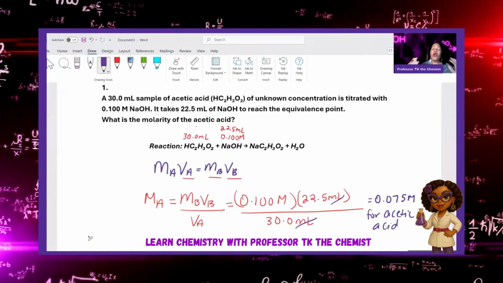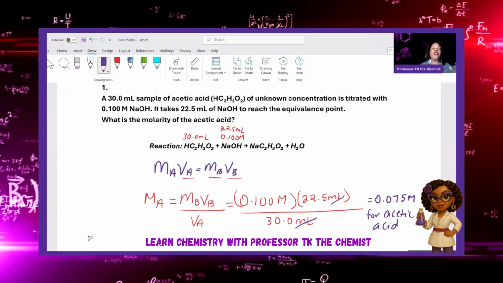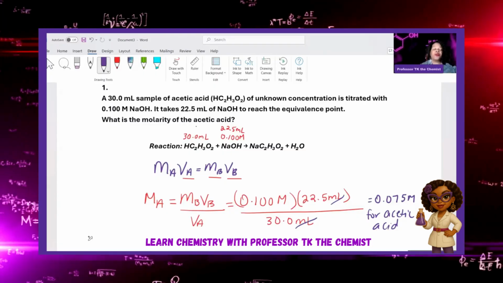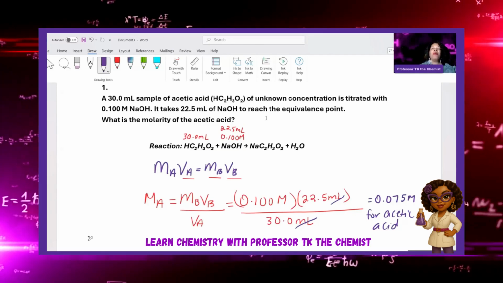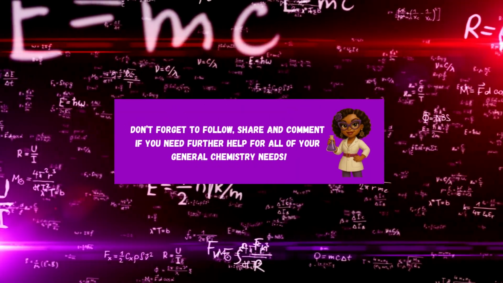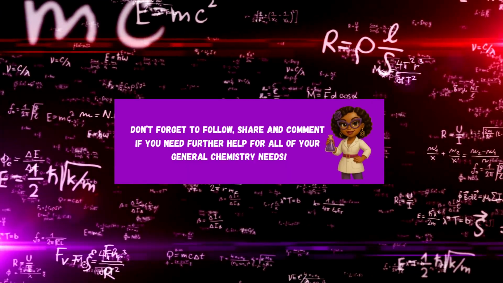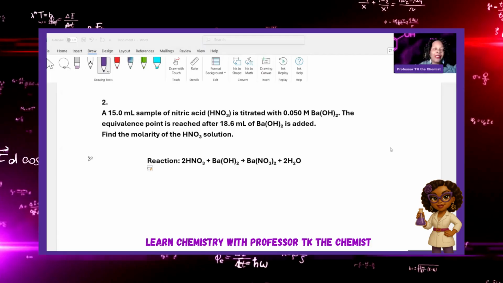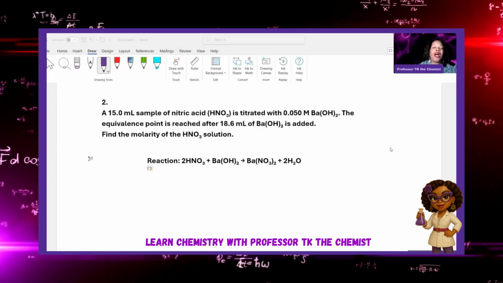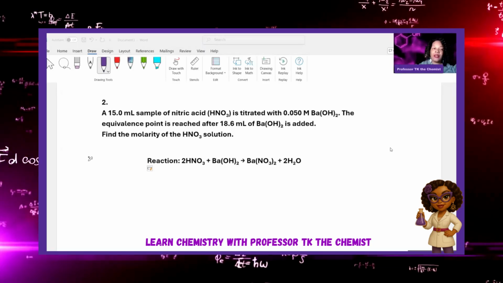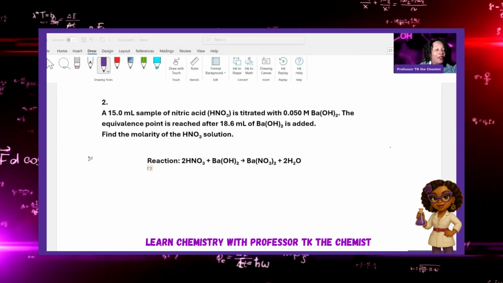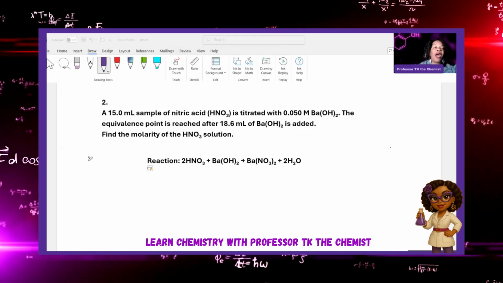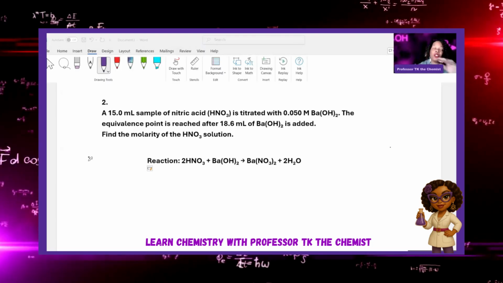Suppose you have one where the coefficients are different, where the ratios are not 1-to-1. What would you then do? Well, let's take a look at problem number 2. Here is problem number 2. It says a 15.0 milliliter sample of nitric acid is titrated with 0.050 molarity of barium hydroxide. The equivalence point is reached after 18.6 milliliters of barium hydroxide is added. Find the molarity of the nitric acid solution.